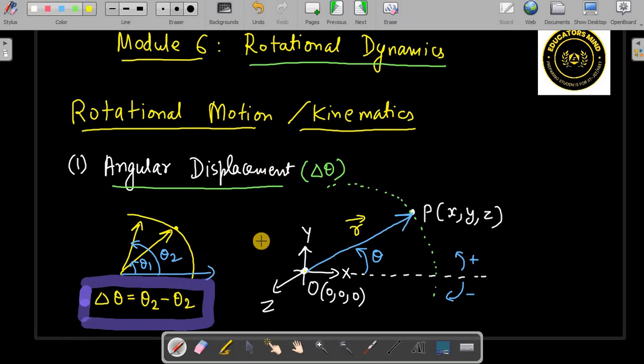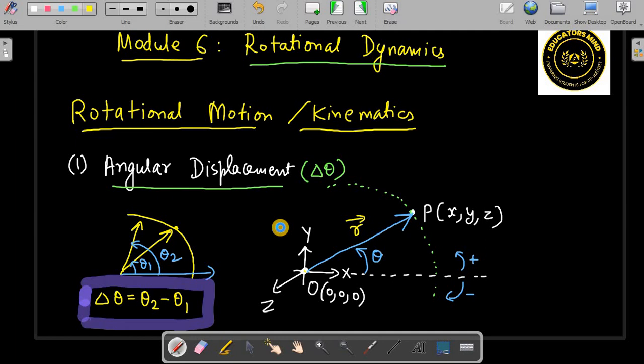It can be positive if theta 2 is increasing, which means it's going in the anti-clockwise direction. If delta theta is negative, theta 2 is decreasing, so the angle is decreasing and it will go in the clockwise direction. That's what angular displacement is.